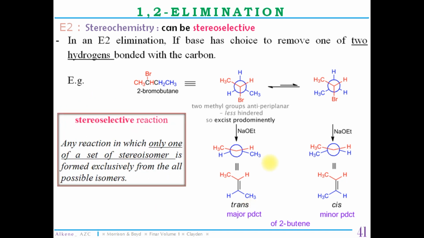Any reaction in which only one of a set of isomers is formed exclusively from all possible isomers is called a stereoselective reaction, and here only the trans isomer is formed predominantly from the possibility of both cis and trans isomers. This reaction is called a stereoselective reaction. So E2 stereochemistry can be stereoselective in nature.